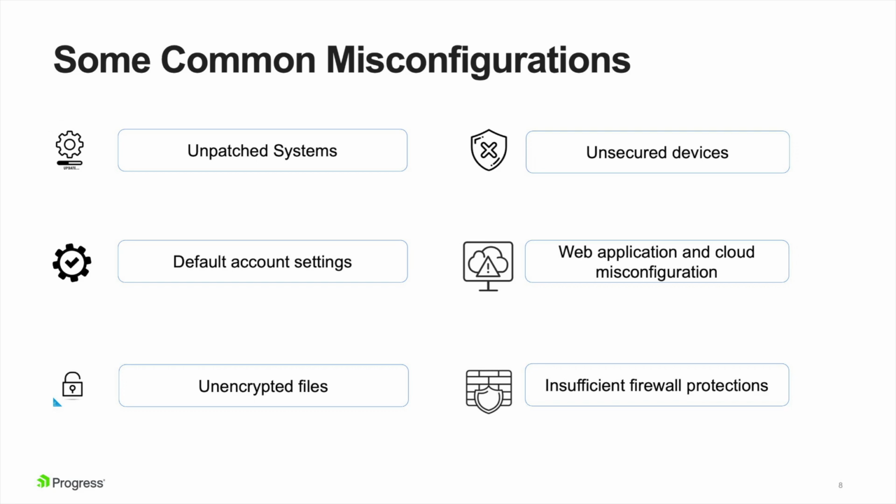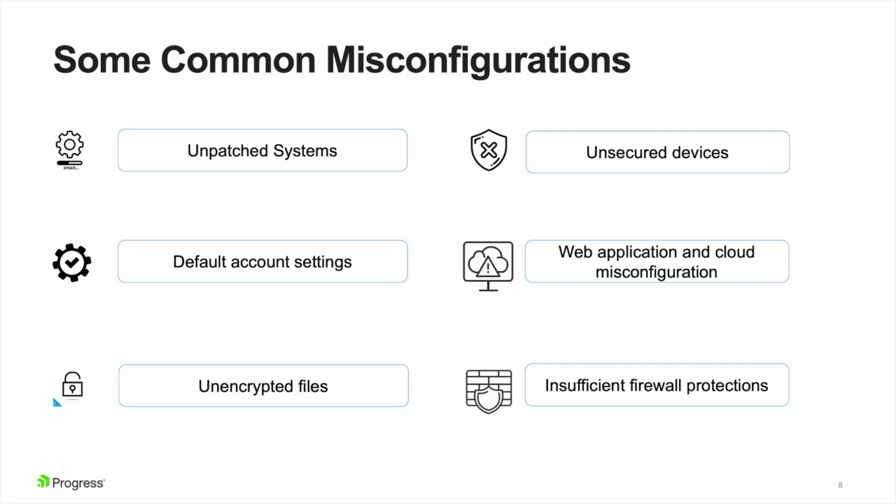Unsecured devices: using compromised devices or credentials, or reusing the same passwords for different systems, could make your environment not very secure. And even if attackers gain unauthorized access to even one of your systems, the entire network could be compromised. Web applications and cloud misconfigurations: cyber attackers could detect misconfiguration vulnerabilities in your system and exploit them, causing enough harm.